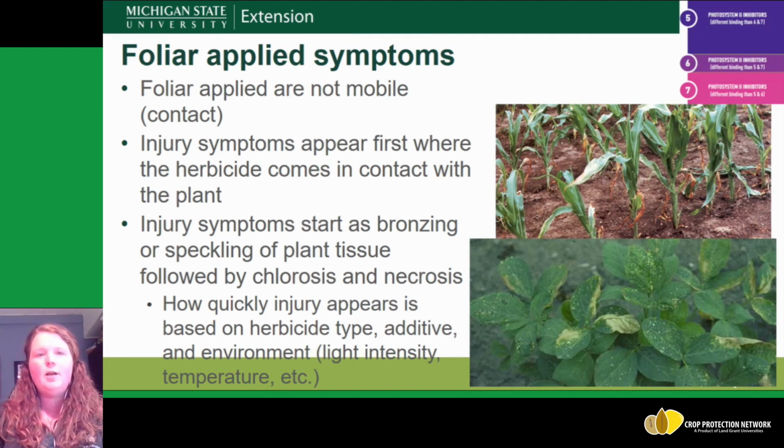So remember, these are inhibiting photosynthesis. During sunny, bright conditions, when those plants are photosynthesizing very quickly, we'll often see this herbicide injury appear faster. It can be within hours oftentimes when we can see this symptomology.